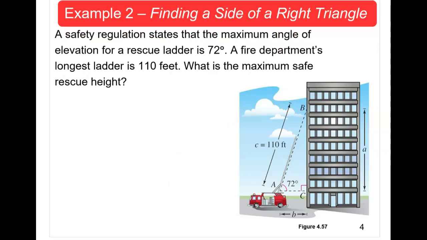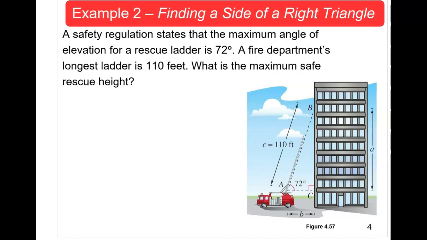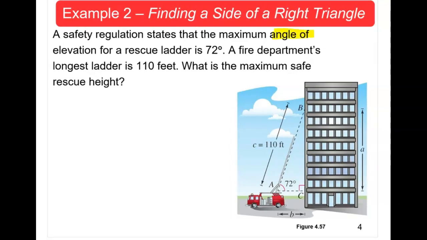Example 2. A safety regulation states that the maximum angle of elevation, remember, angle of elevation, we went over that definition. It is the angle that is made with the horizontal, and I will just trace it here. So that will be the angle of elevation from the horizontal, looking up. So the regulation states that the maximum degree for that angle will be 72 degrees for a rescue ladder.